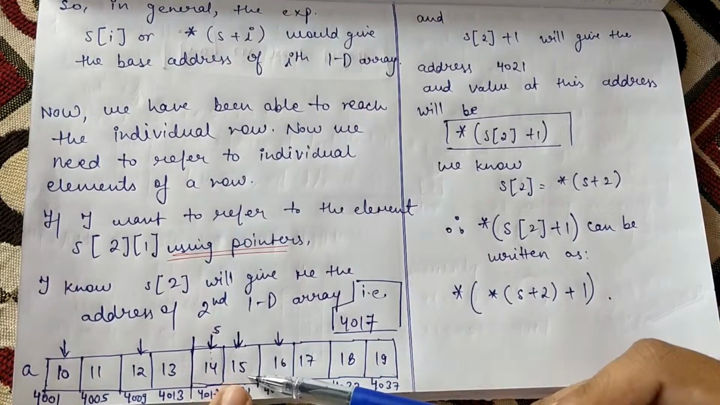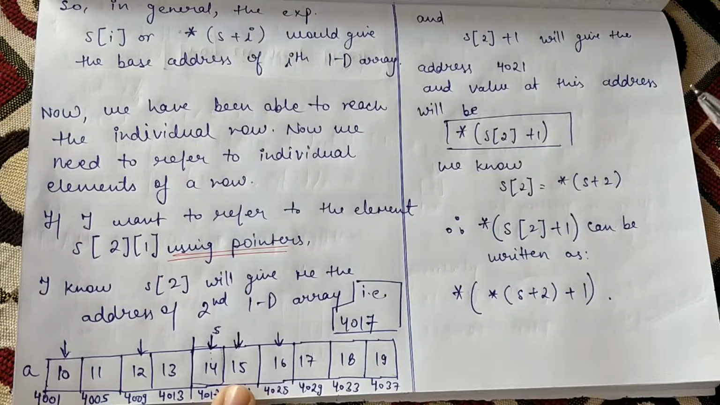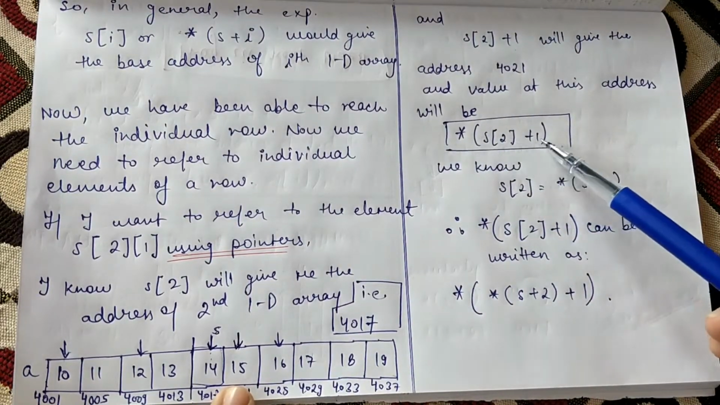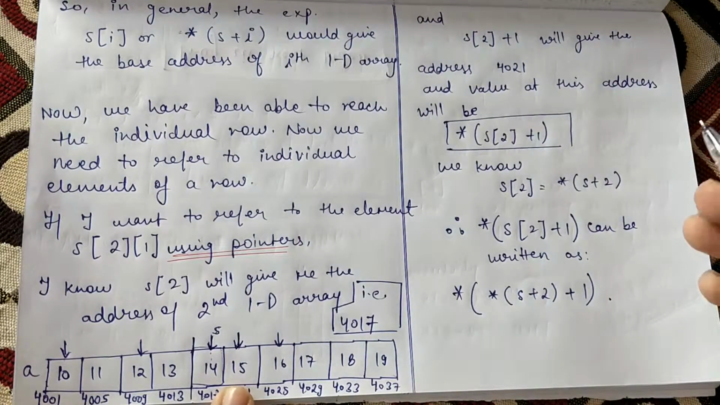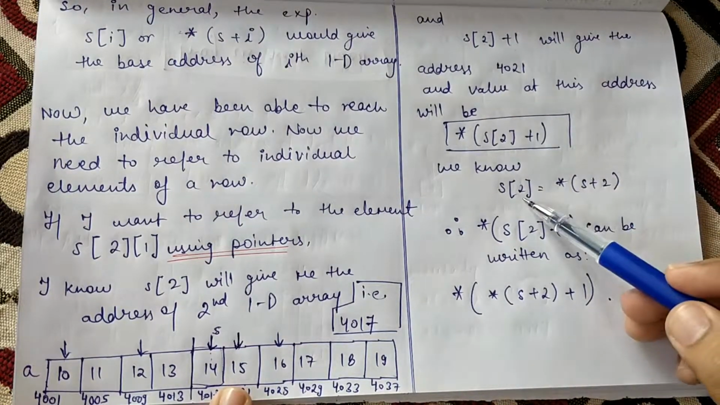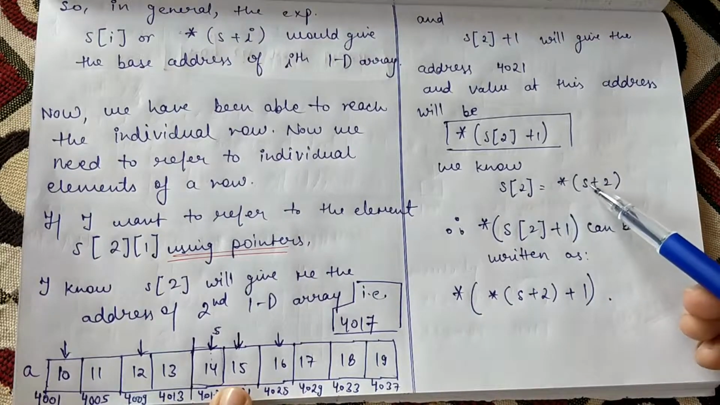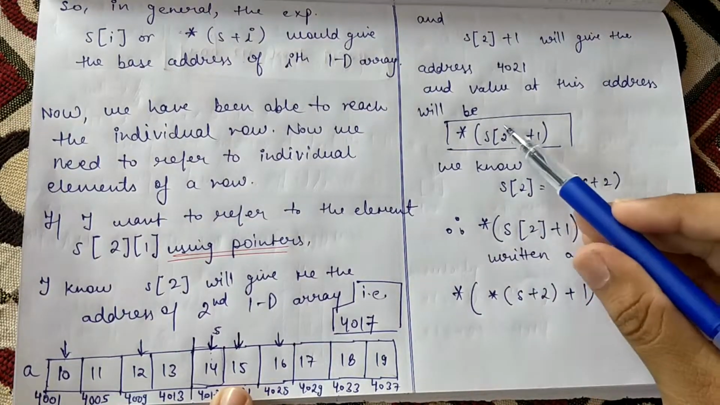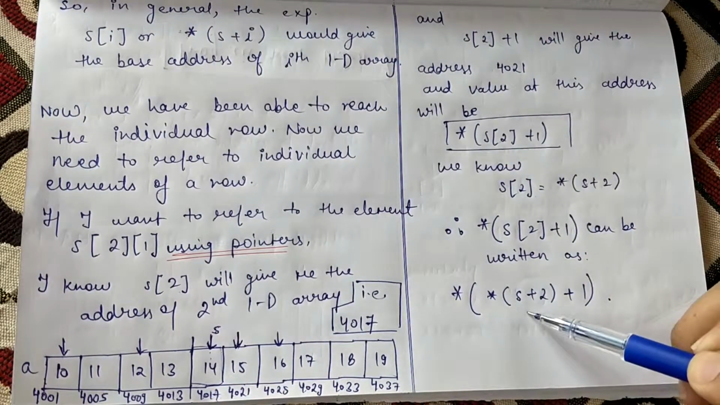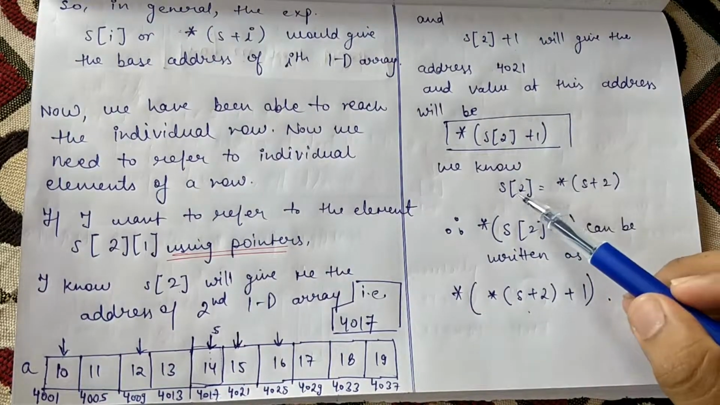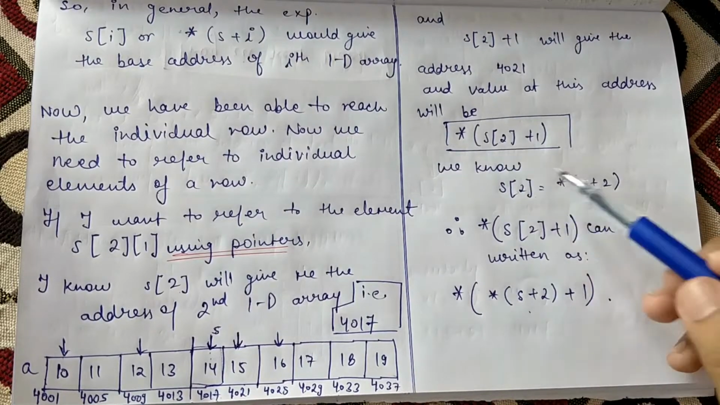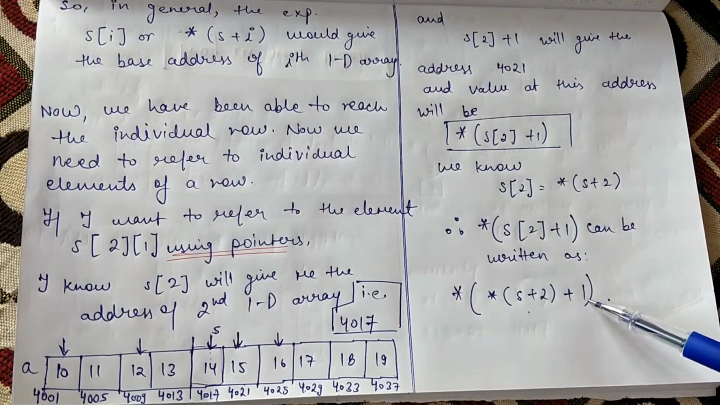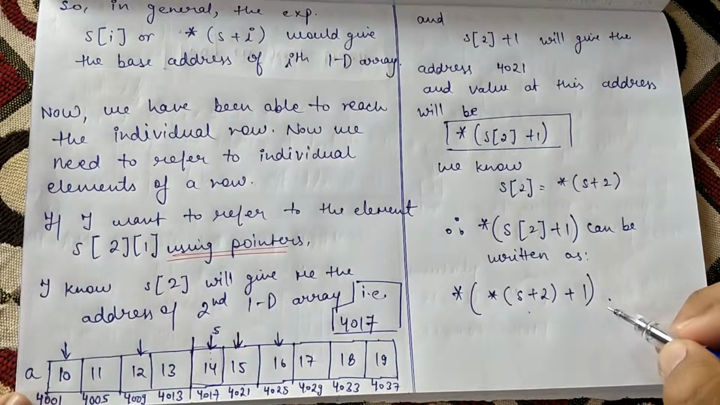We need to print 15, suppose. Okay, so how can we fetch this value? We'll simply use the value at address operator, and we'll say star of s of 2 plus 1. And from the previous video we have learned that s of 2 can also be written as star of s plus 2. So therefore I can substitute this value here. Star s of 2 can be written as star s plus 2. I have just substituted this here, and it becomes star of, with this value substituted, plus 1.